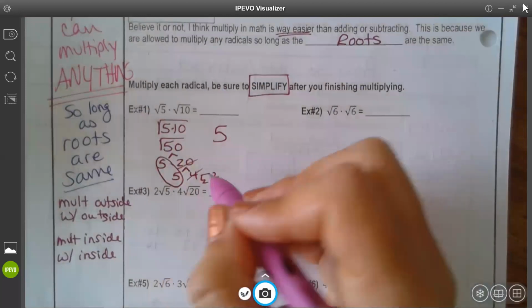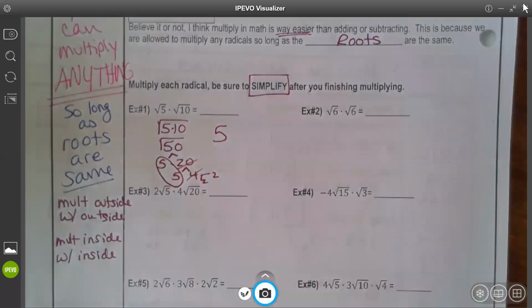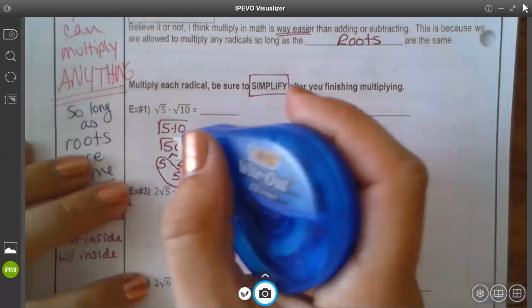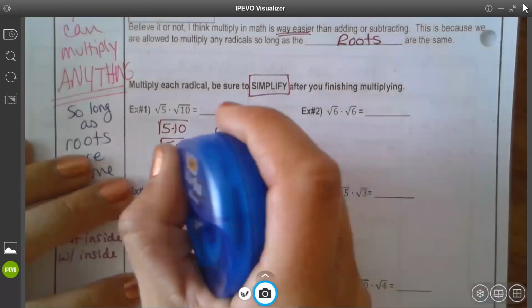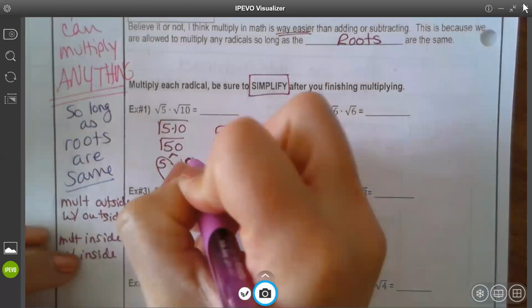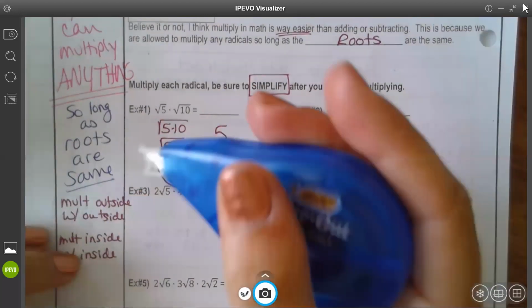What am I doing? Holy smokes. 50 is 5 times 10. I actually know what I'm doing. I just had a brain fart. Let's try this again.